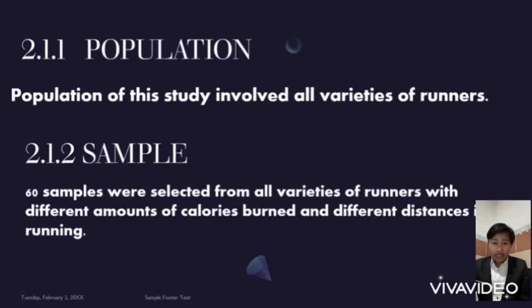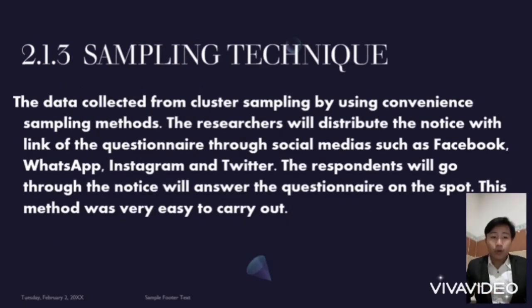2.1.1, the population. So the population of this study involved all varieties of runners. And 2.1.2, the sample. So 60 samples were selected from all varieties of runners with different amounts of calories burned and different distances of running. So 2.1.3, the sampling technique. So the data was collected from cluster sampling by using convenience sampling methods.